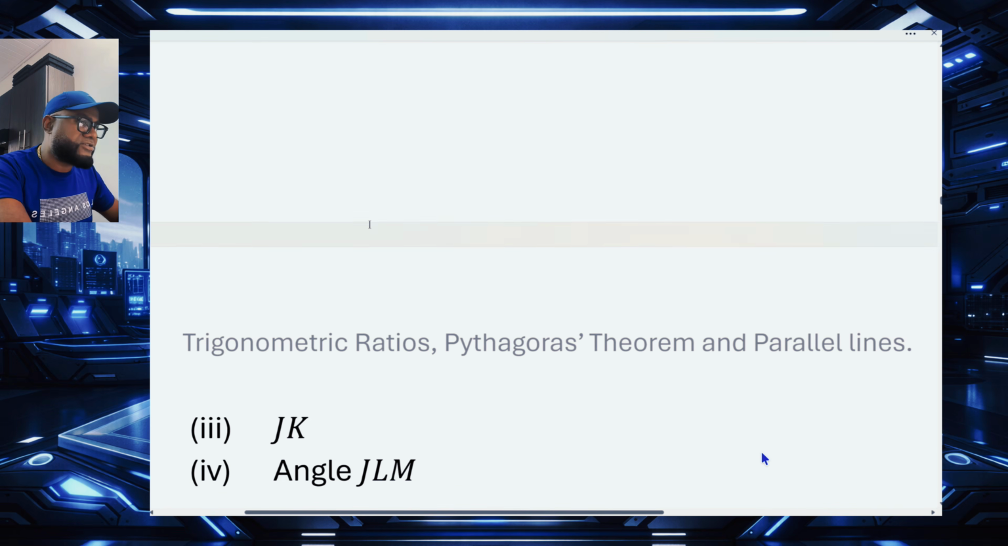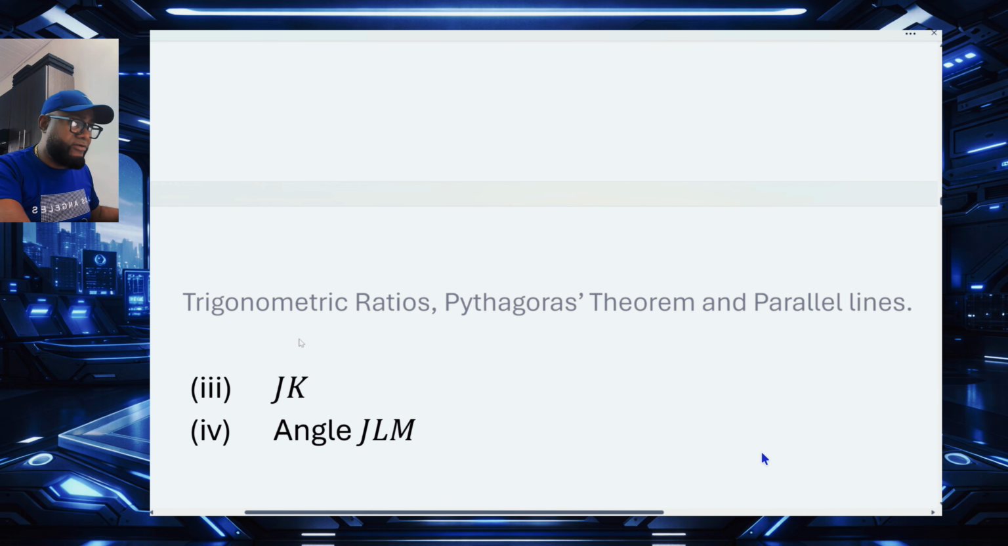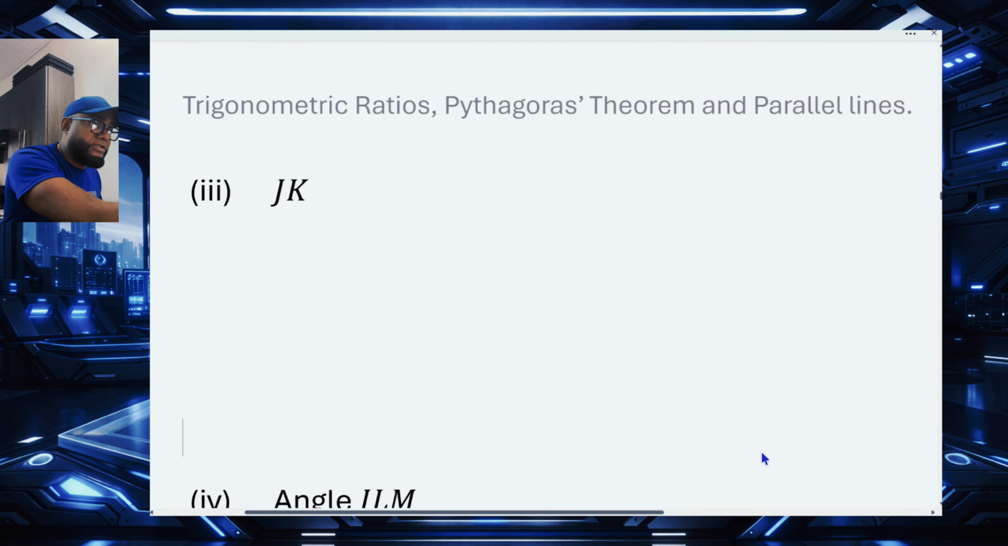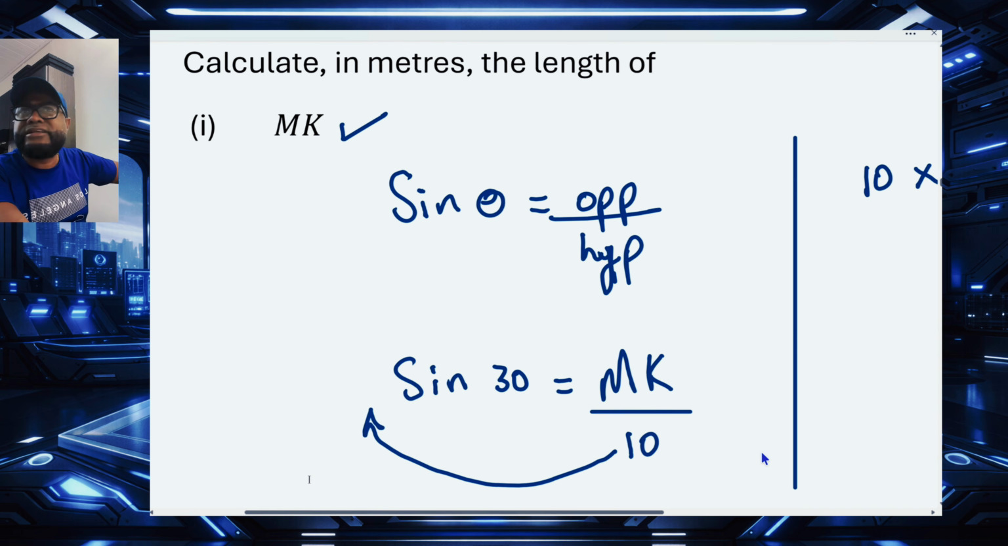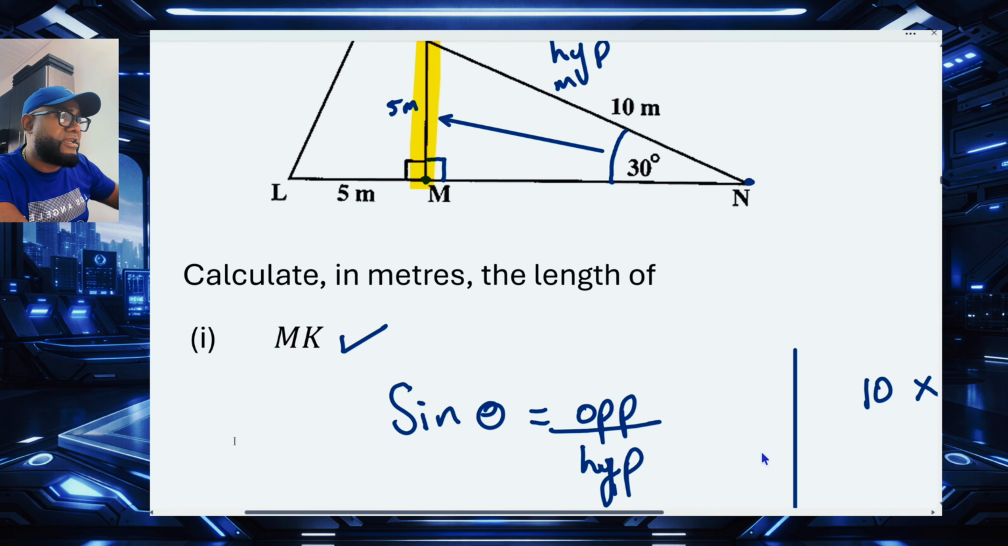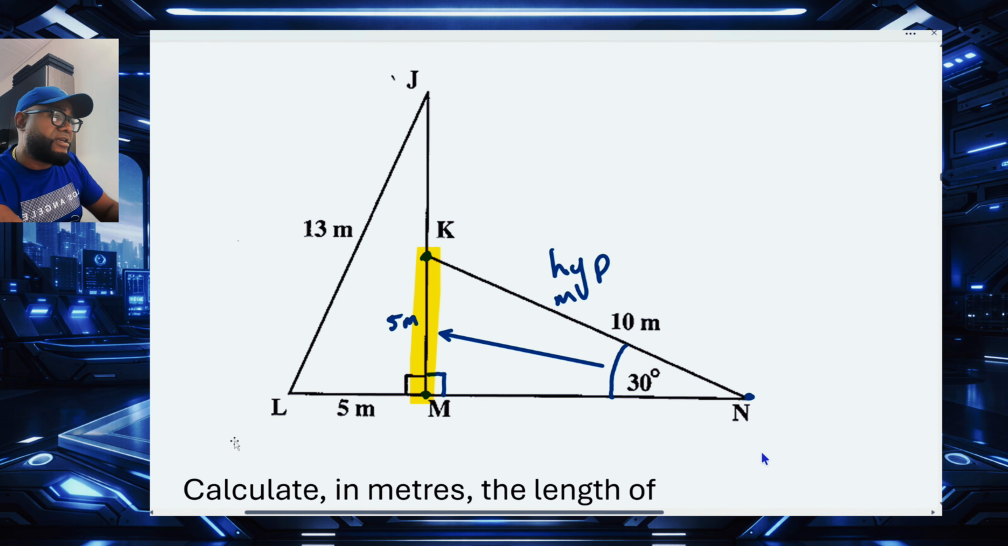Let's see what they're asking us next, right? They want JK, right? Let me make a little space here. They want JK next. So let's go up. What you could do when you're doing this in CXC, right? Wherever you find it, you put it in, because sometimes it would help you for the next part. And we just found here, what here was? 8.66 meters, right?